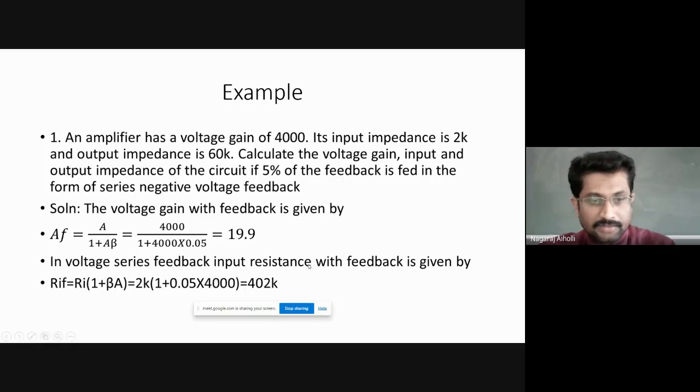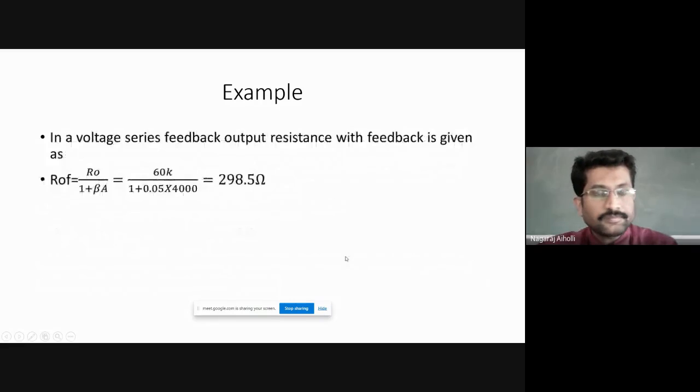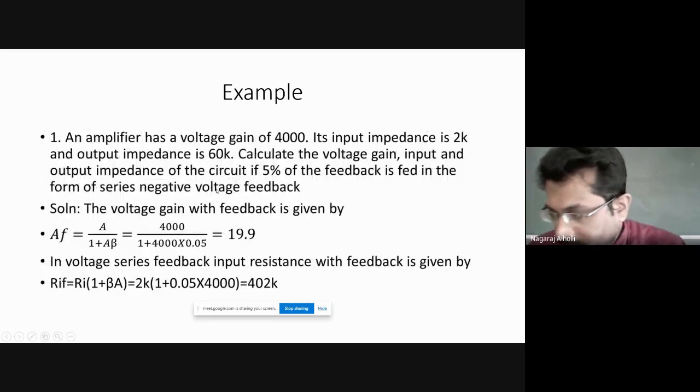It is correct. Okay. Next, for voltage series feedback amplifier, the output resistance with feedback is given by R0F is equal to R0 divided by 1 plus A beta. Substitute the values. ROF is equal to R0 divided by 1 plus A beta. That is 60k divided by 1 plus 0.05 into 4000. Just check how much you are getting. R0 divided by 1 plus A beta is the formula. Tell me the answer.